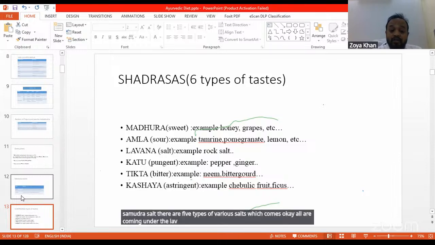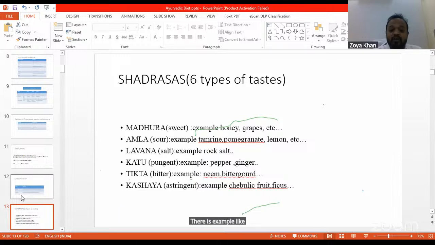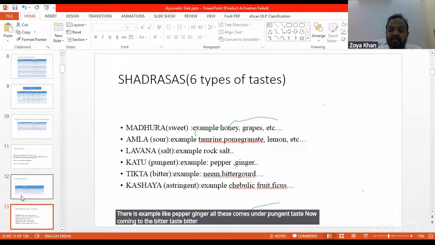Then coming to Katu, which is pungent, with examples like pepper, ginger. All these come under pungent taste. Now coming to the bitter tastes, which are neem, bitter gourd. All these come under bitter. And then astringent, for example Haritaki, chebulic myrobalan, and other examples which will come in the later stages.